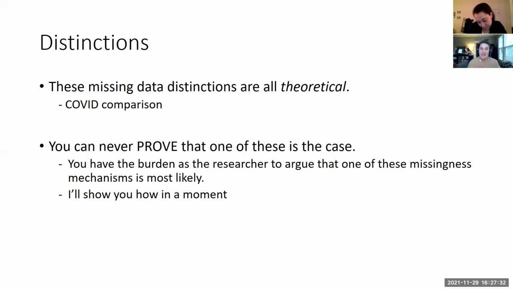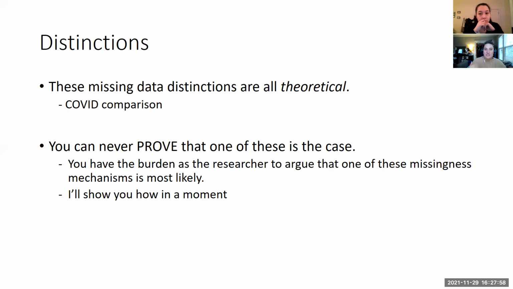So don't feel like, I'm not sure what kind of missing data I have, therefore I'm stuck here and I can't do anything about it. They're pretty theoretical. They're really just for those of us who want to think about this stuff for fun. We exist. Okay, because here's the thing. Post hoc, you can never prove that one of these is the case.